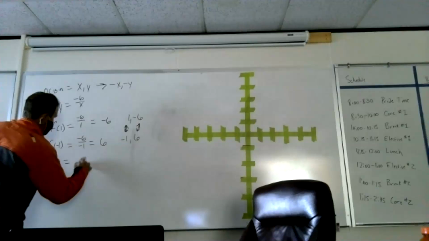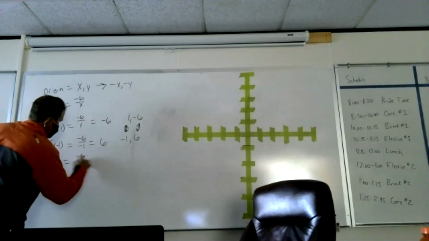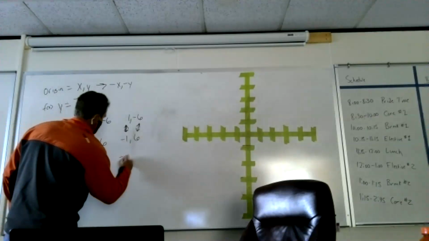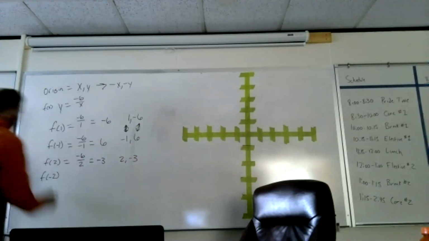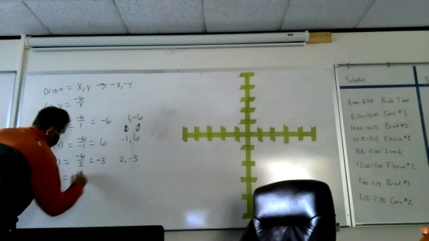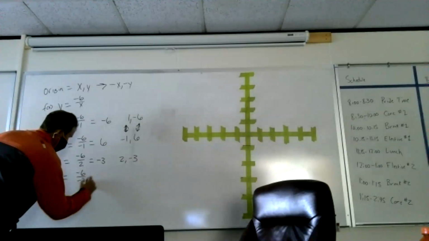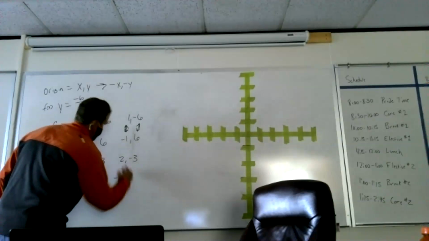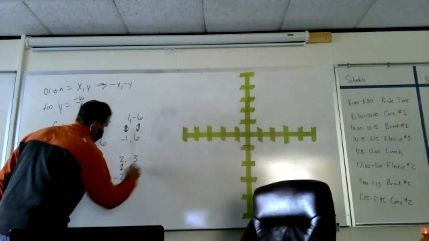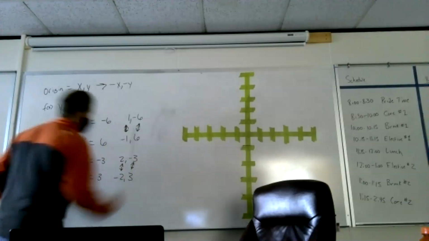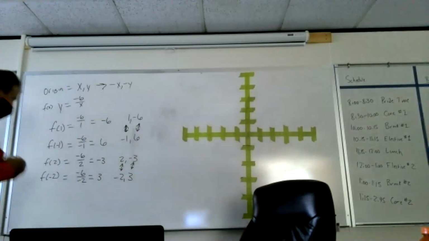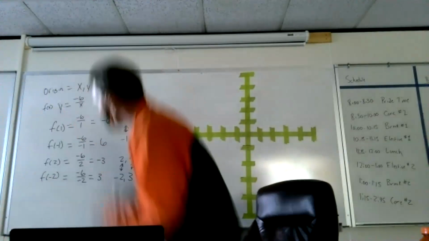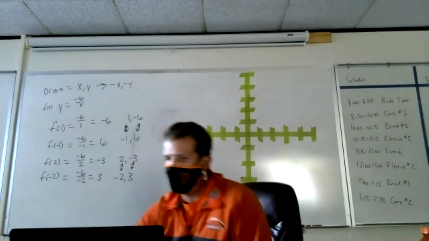Okay, if I plug in 2, I'm going to get negative 6 over 2, which is equal to negative 3, which gives me 2, negative 3. And then negative 2, negative 6 divided by negative 2, which is equal to 3. Negative 2, 3. So once again, these are opposites. 2 is the opposite of negative 2. Negative 3 is the opposite of 3. So those check out. That shows point symmetry about the origin.